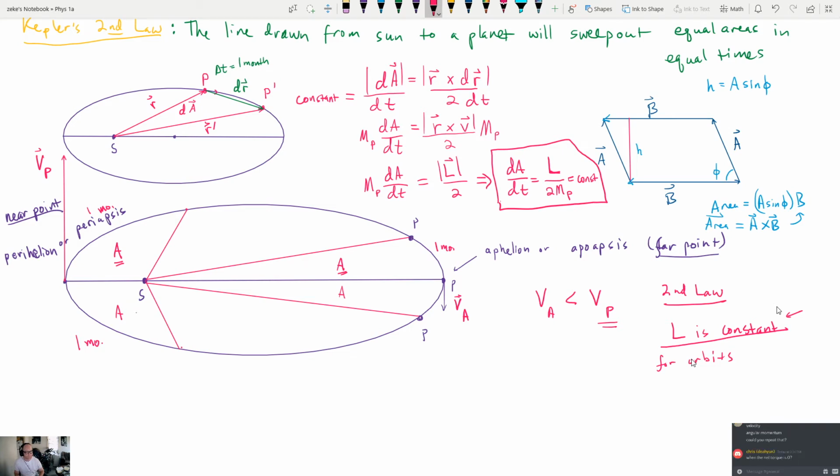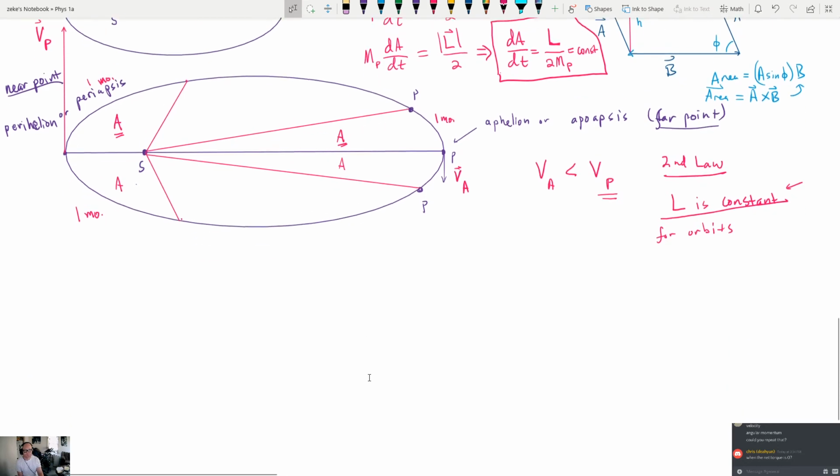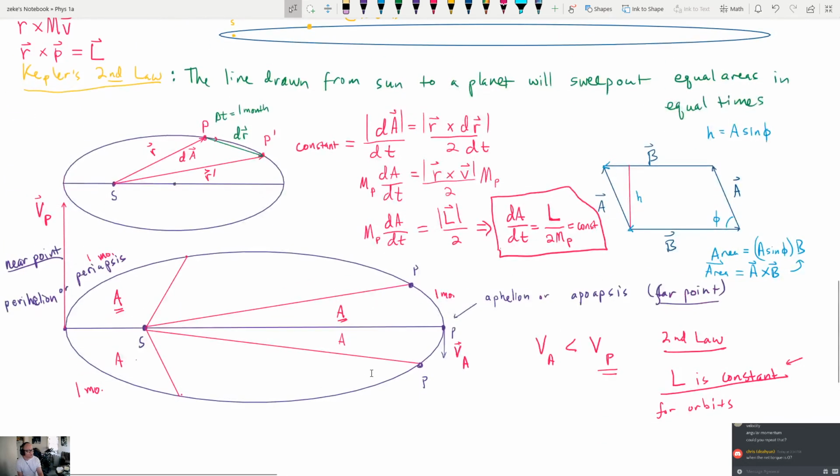That's right. Exactly. So we'll have to prove that there's no torque on the planet then, right? Because if there was a torque on the planet, then this wouldn't be true, right? So that's what we'll have to prove. But it's pretty easy to prove. That's the second law. Does anyone have any questions before we move on to the third law?